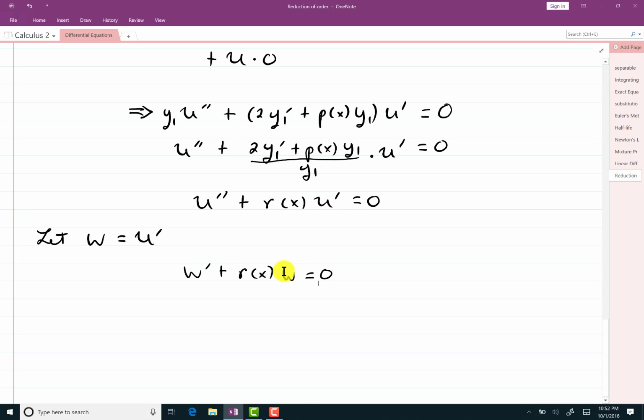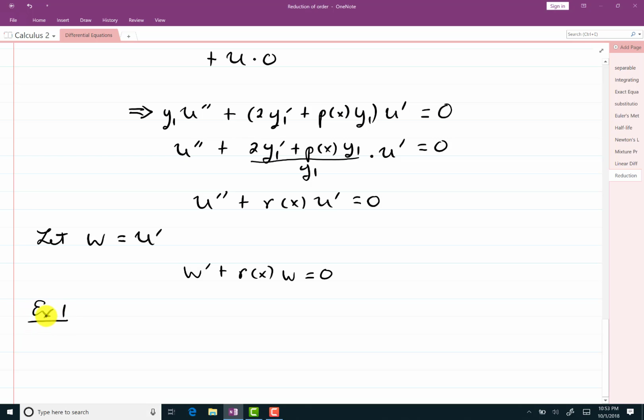And now this is really simple. You can use an integrating factor, which is e to the integral of r of x. I specifically didn't try to figure that out. We'll do that on a problem per problem basis. But once it's in this format, you can go and get w. Once you get w, you'll go back and integrate to get u. And then once you know u, you'll be able to get your y2. So those are the steps we'll go through. A lot of steps for these problems. Hopefully you're starting to see that this course can be quite computational.